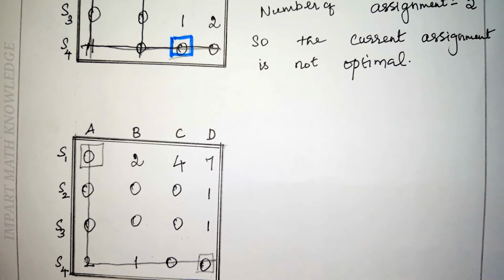scanning and column scanning, we need to check all the zeros are covered with lines or not. Here some zeros are not covered with lines. So the current assignment is not optimal. To deal with these kinds of problems, you can apply the diagonal rule to get the assignment.